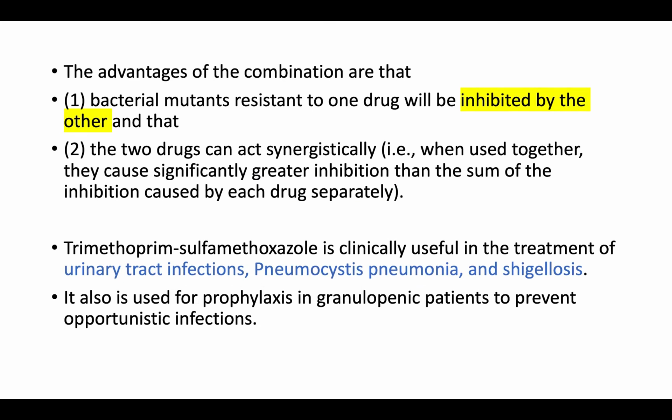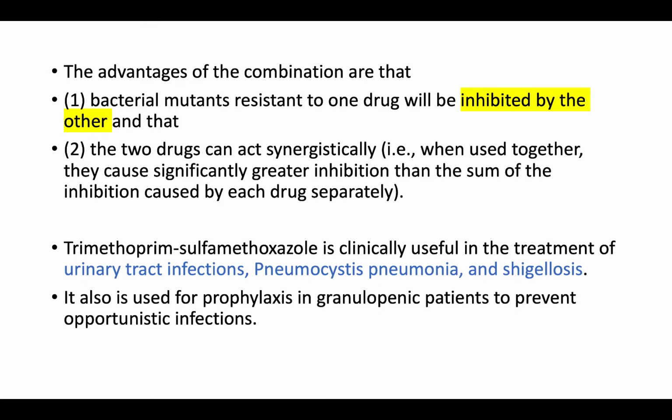So حكينا the combination إنه bacteria mutant resistant to one drug will be inhibited by one or the other, and the two drugs can act synergistically زي ما حكينا مثلا aminoglycosides with beta lactams. So 1 زائد 1 يساوي 5 أو 7. So they give a higher result when used together. What else?